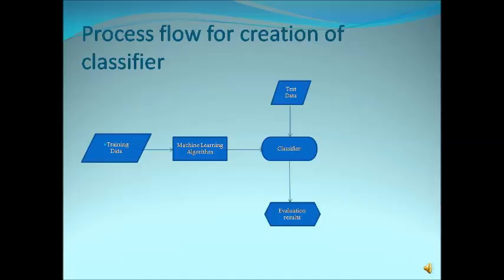This is the process flow diagram for the creation of our classifier. We feed the training data, that is the data we use to train our model, into the machine learning algorithm, which produces a classifier. Then the test data is fed into the classifier, and that produces results. And we can perform evaluation on those results to see how the classifier does when test data is input into it.